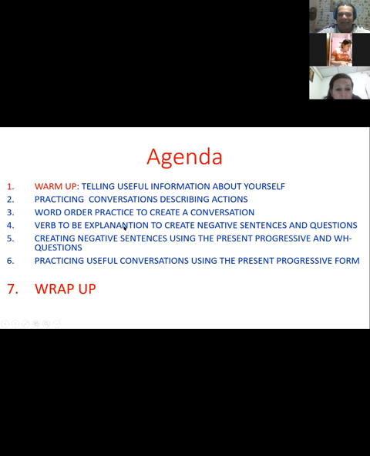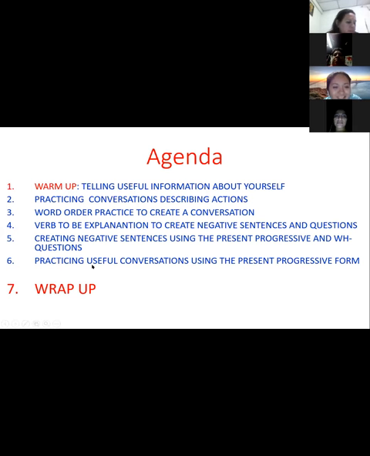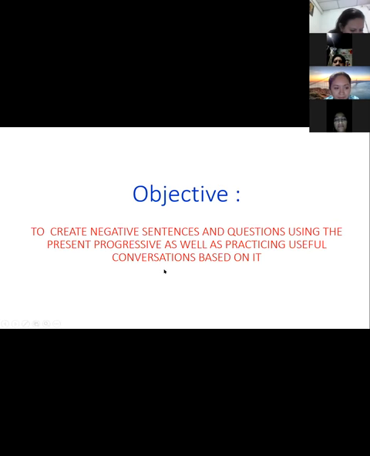Where to be. Explanation to create negative sentences and questions. Number 5, creating negative sentences using the present progressive and with questions, and WH questions. Correct. Noemi, number 6. Activity number 6: useful conversation using the present progressive. And number 7, Noemi? Wrap up. Correct. Excellent.